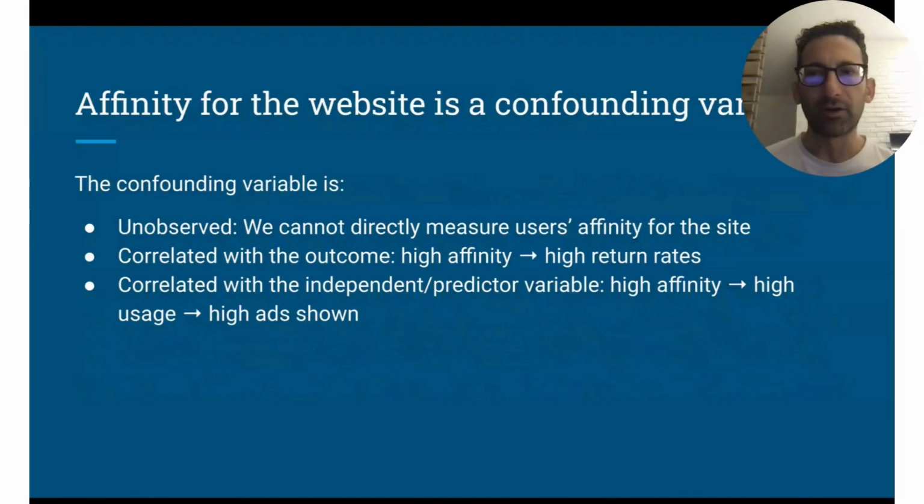The confounding variable is also correlated with both the outcome. So if you have high affinity for the site, you're likely to have high return rates, but it's also going to be correlated with the independent predictor variable. So in this case, high affinity for the site means high usage, which also means high ads are shown.